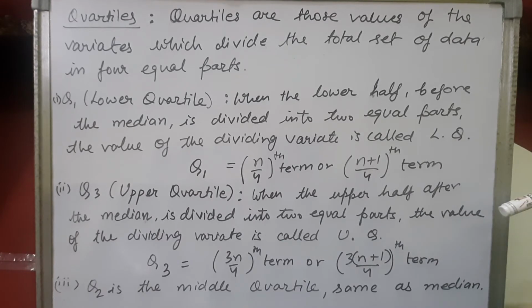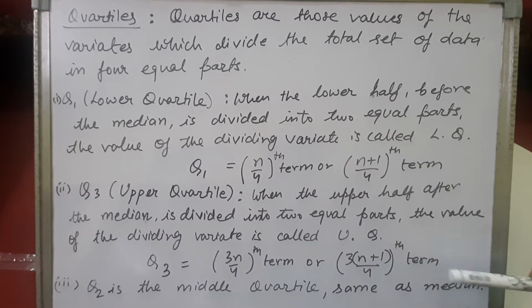Okay, and upper quartile Q3. This upper quartile divides the upper half, the half after the median, into 2 equal parts. So we can say that when the upper half after the median is divided into 2 equal parts, the value of the dividing variate is called the upper quartile. Alright, so the upper quartile is represented by Q3.